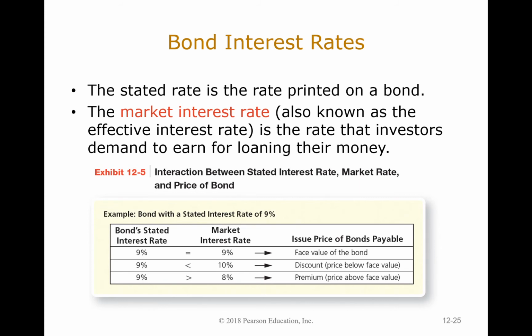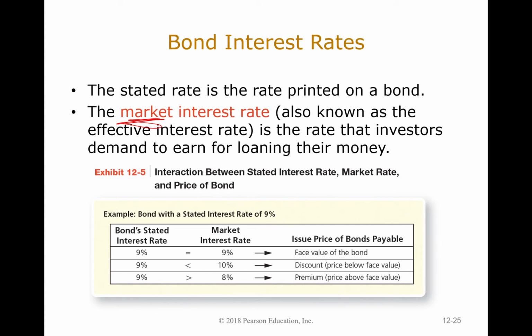We talk about a stated rate. That's the rate printed on a bond. That's the interest that the bond pays. Now, the market rate is a completely different thing. They can also call this the effective rate, but for most intents and purposes, we will see this as the market rate. That's the rate that investors demand to earn for loaning their money, or in essence, you can think of that as the rate that can be gained on the open market.